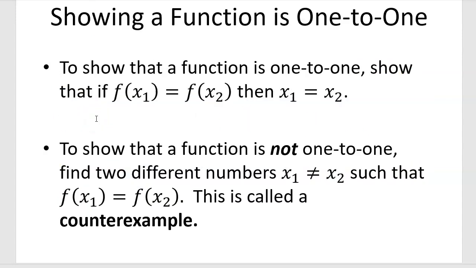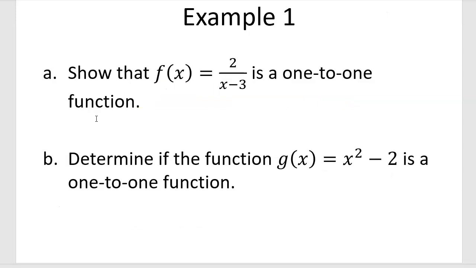Moving on here, there are some formal ways that you can think about a function being one-to-one, and one of them is to show that when you plug in x sub 1 and you plug in an x sub 2, you can simplify the expression back down to x sub 1 equals x sub 2. So I'll show you a quick example of that, and then we'll come back to this slide. If you look at example 1, part A, it says show that f of x equals 2 over x minus 3 is a one-to-one function.